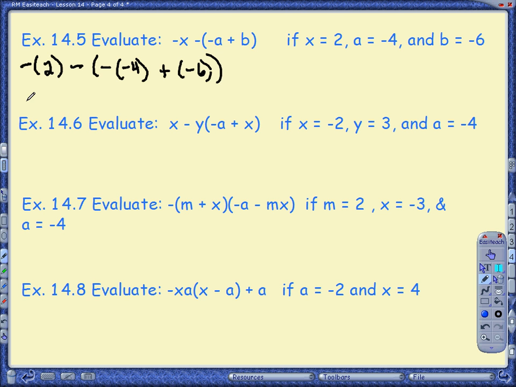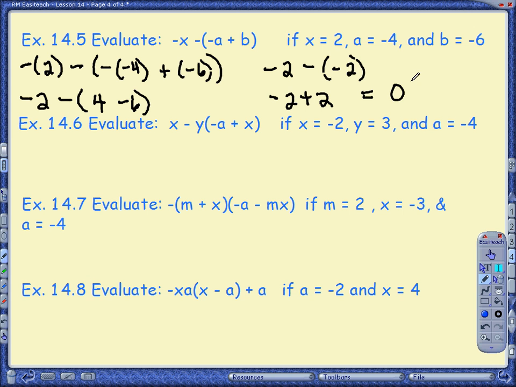Okay, so we do work in parentheses first. This is just going to be -2. I'm going to leave that. Double negative in front of the 4 makes it a +4. This is a -6. And 4 plus -6 then is going to be -2. I have a double negative now in front of the 2, so it's going to be -2 plus 2, and that's going to equal 0. And that will be our answer.